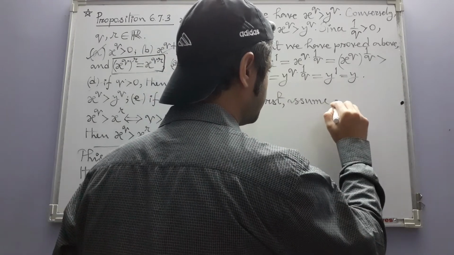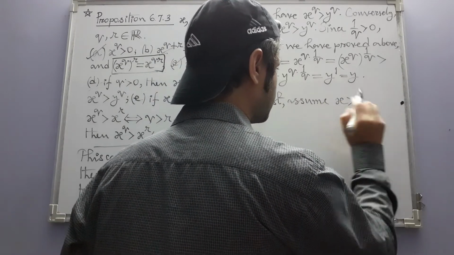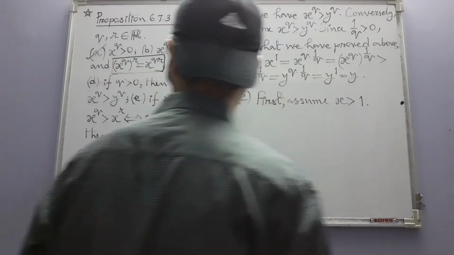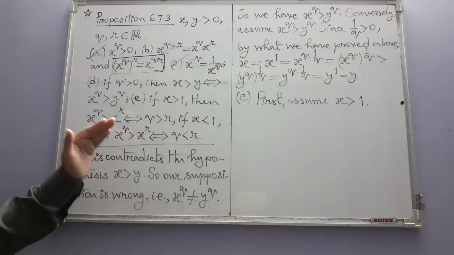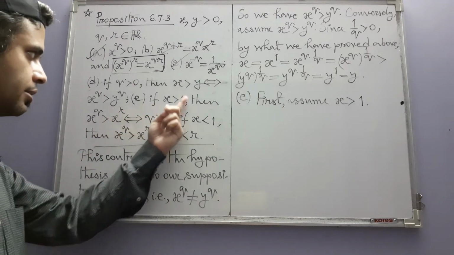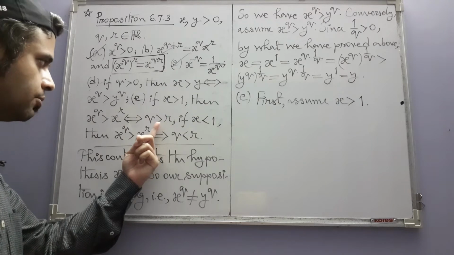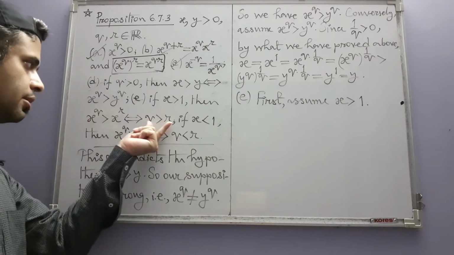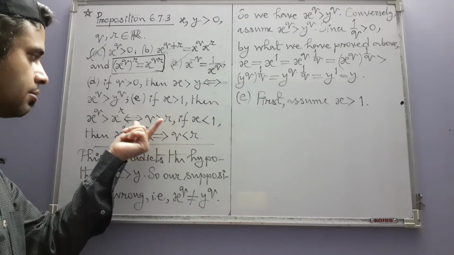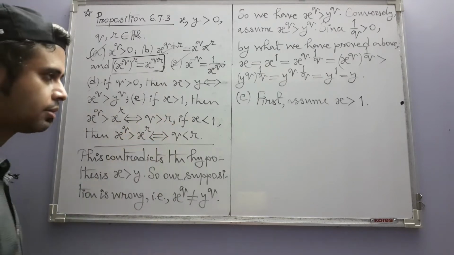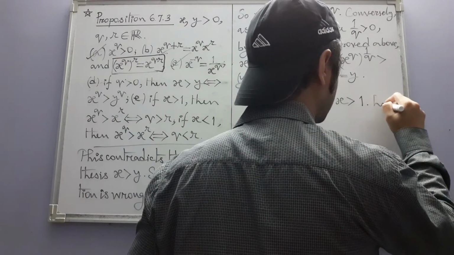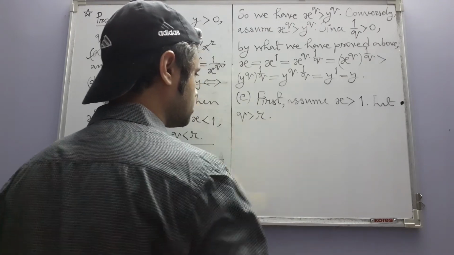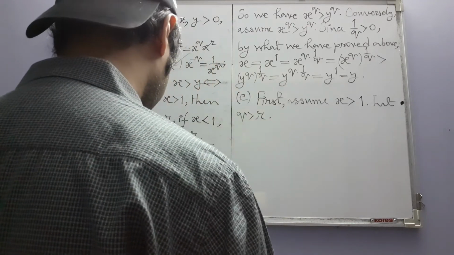First, assume x to be greater than 1. Okay, so we have to prove here also, just under this condition itself, there are two things to prove. If q is greater than r, then this, and if this happens, then q is greater than r. So let's assume q to be greater than r. So this is our starting point.